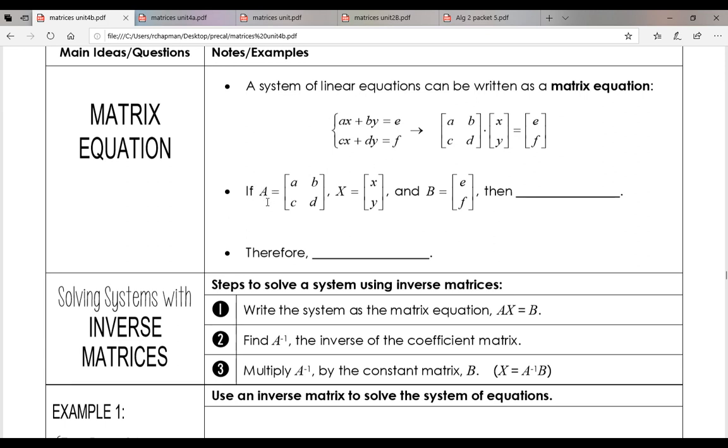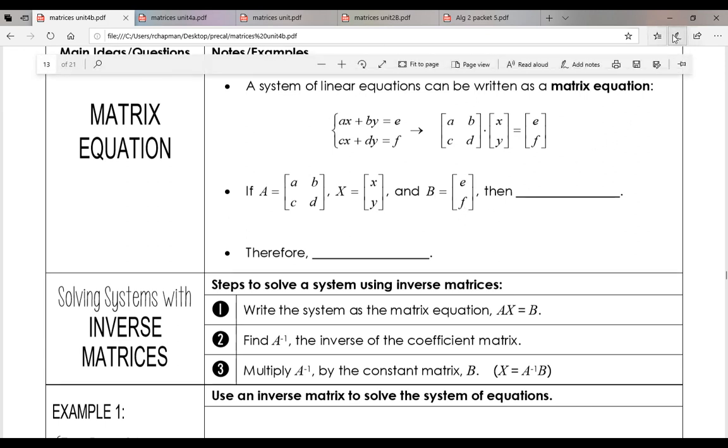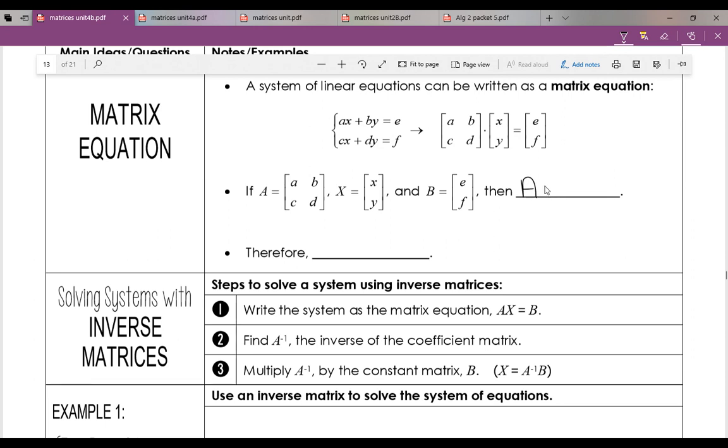So if matrix A is the coefficient matrix, X is the variable matrix, and B is the constant numbers, then A times X will equal B. Now, if that is the case, and we need to figure out what X and Y are, because when you solve a system of equations, that's what you're looking for, your X and Y values, we can solve for X by taking the inverse of A and multiplying it by the B matrix.